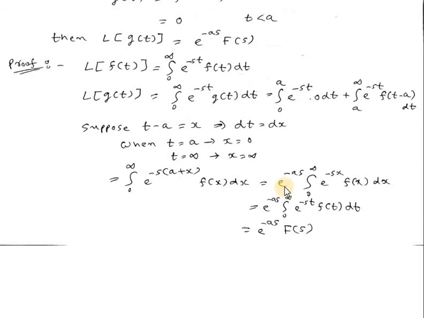So this can be written as e raised to minus as integration 0 to infinite e raised to minus sx into f of x dx. So this can be written as e raised to minus as integration 0 to infinite e raised to minus st f of t dt. So integration 0 to infinite e raised to minus st f of t dt will be Laplace of f of t, and Laplace of f of t can be written as f of s. So this will be e raised to minus as into f of s. So this is second shifting theorem.